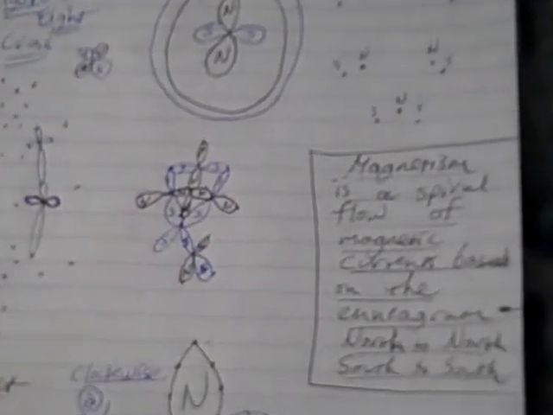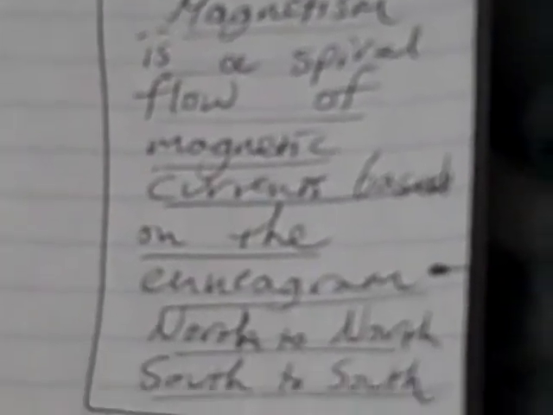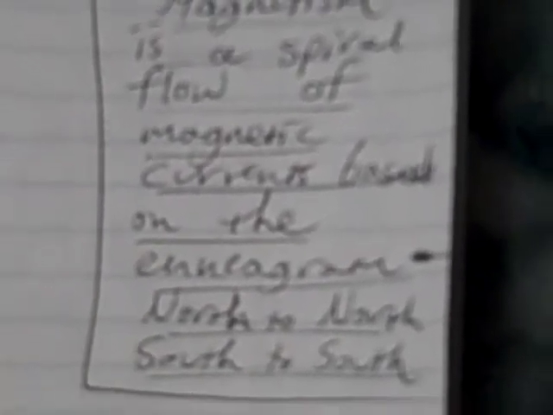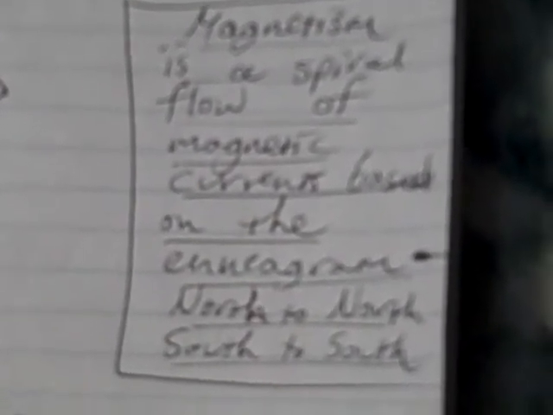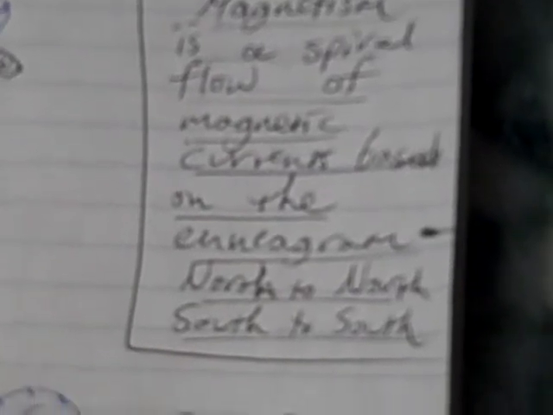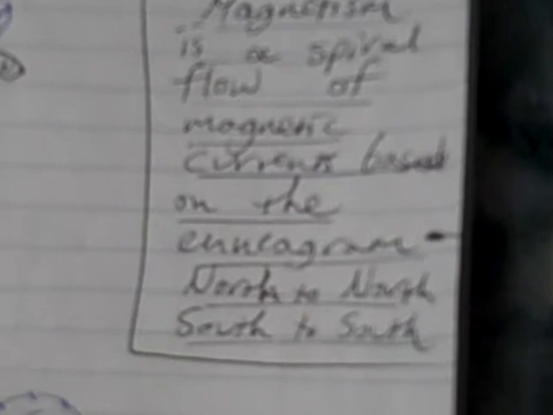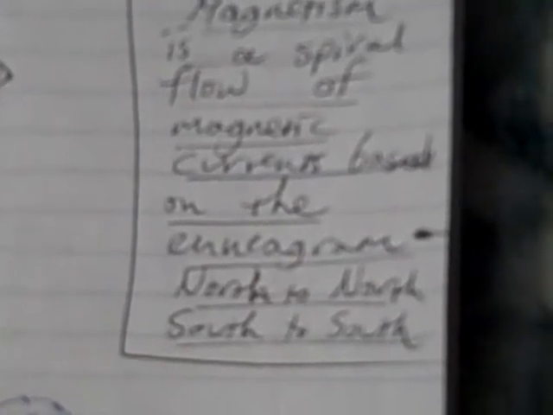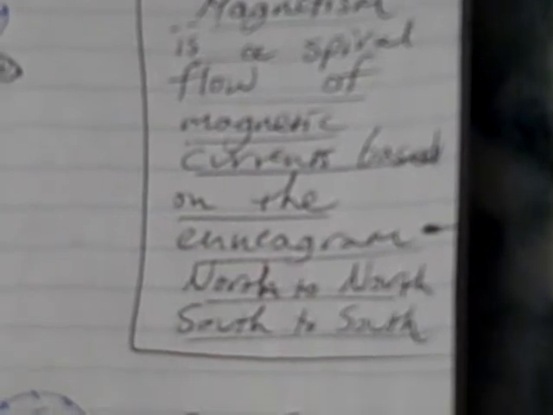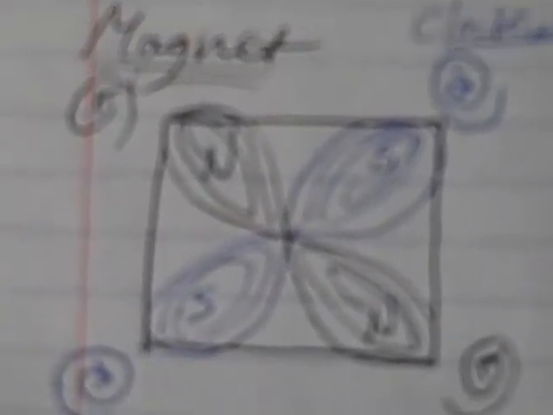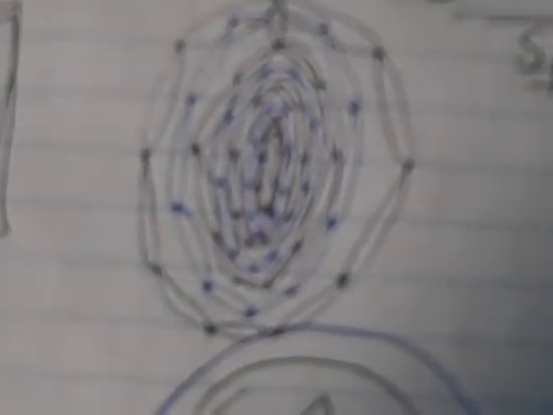So when you take all of these principles and put them together, what you have is this basic conceptual perspective of not only magnetism, but of how reality is structured. Magnetism is a spiral flow of magnetic currents based on the Enneagram, with north flowing to north and south flowing to south. And so here you have this picture right here, and the figure eight cross pattern, which is actually, as you can see, potentially a fractal pattern.